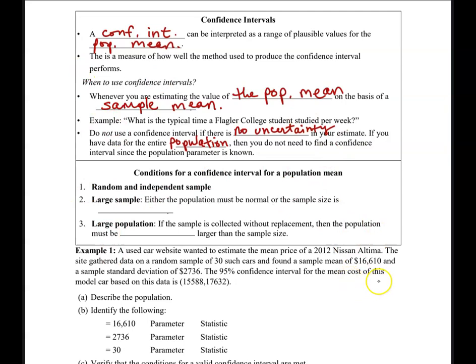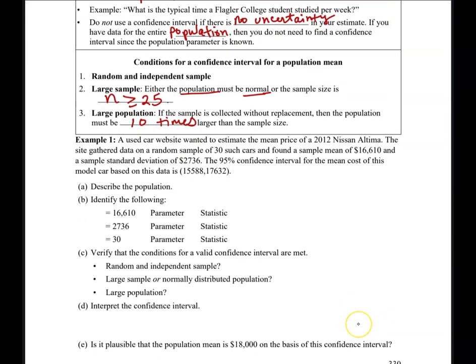So conditions to check for running a confidence interval for a population mean: you need to have a random and independent sample. The sample needs to be large enough, where they tell you one of two things. Either that the population is already normal, or the sample size is at least 25. And then you need to have a large enough population so that the population is at least 10 times larger than the sample size. Let's do a quick example here of how we're going to do this.